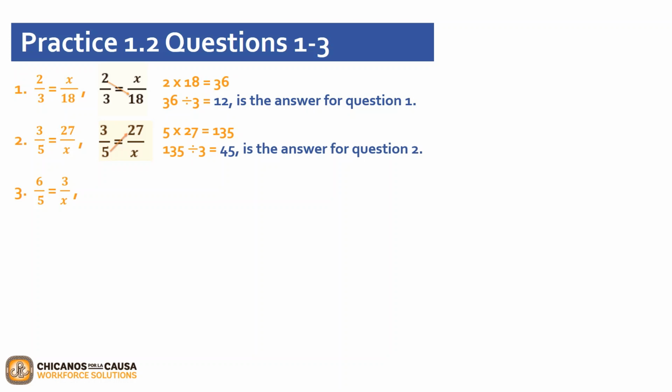Lastly, question 3 says 6 over 5 equals 3 over x. We will repeat the same process as questions 1 and 2, with first cross multiplying 5 times 3. 5 times 3 equals 15. Afterwards, we will divide our result, 15, by the remaining term, 6, to find the value of x. This will give us our answer of 2.5.